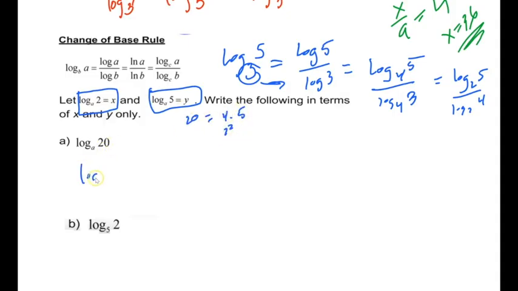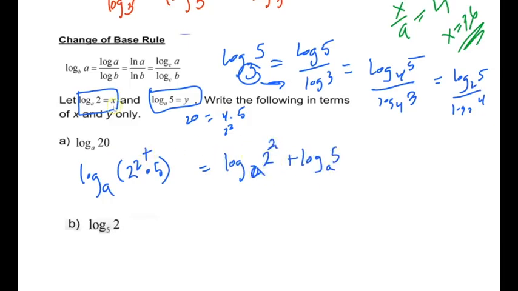You do this. You go log base a of 2 squared times 5. That's the exact same thing as 20. Then we split it. Multiply means plus. Here's the mistake most people make. They'll plug in the x right now. They're like, oh, this is x squared plus y. Doesn't work that way. We got to move that 2 out of the way first. That power there. Move that out of the way. Now we're going to have this: 2 log a of 2 plus log a of 5.